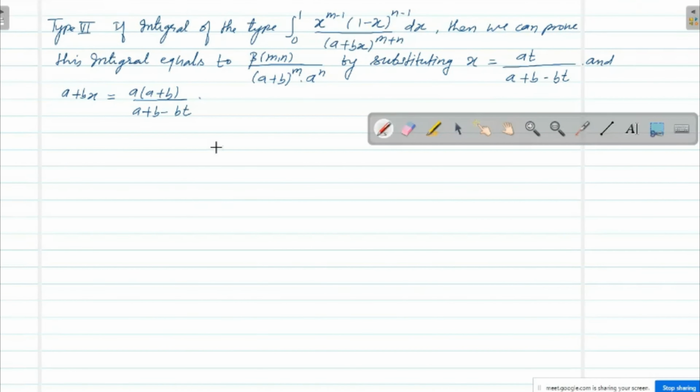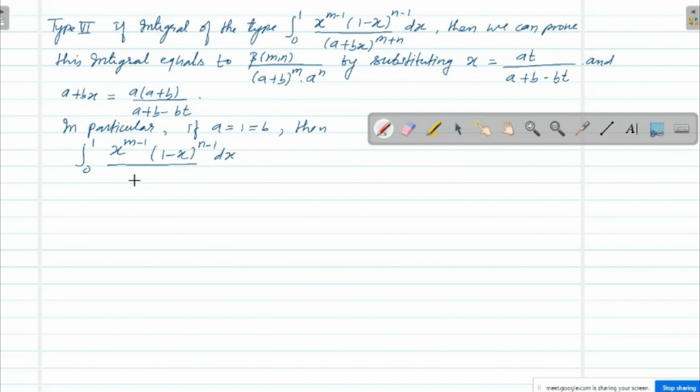Okay, now in particular, if a equal to 1 and b equal to 1, then the above integral becomes what: integration of limit 0 to 1 x raised to m minus 1 into 1 minus x raised to n minus 1 dx divided by 1 plus x raised to m plus n, and this equals simply beta of m n divided by 2 raised to m, 2 raised to n.